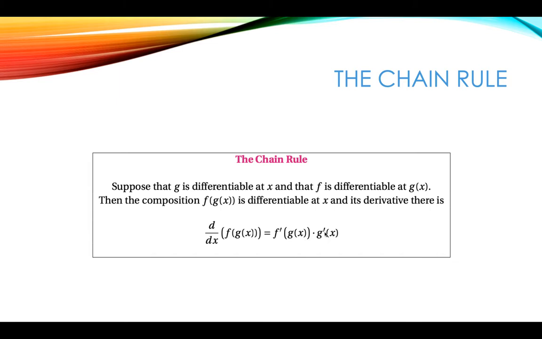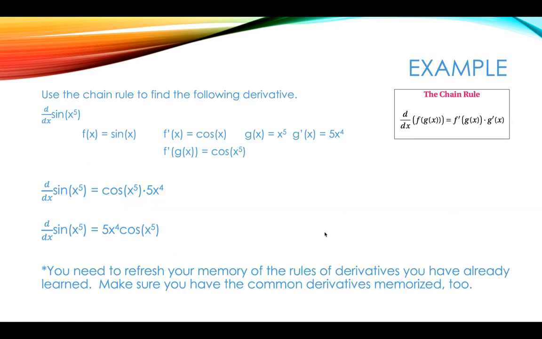So the chain rule is for when we want to take the derivative of a composite. All right, suppose that g is differentiable at x and that f is differentiable at g of x. Then the composition f of g of x is differentiable at x, and its derivative there is f prime of g of x times g prime of x. So that is going to be something that's good for you to know.